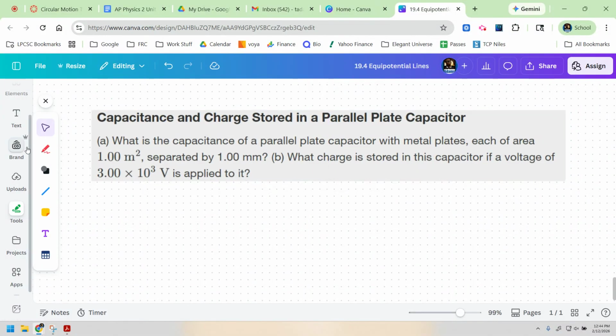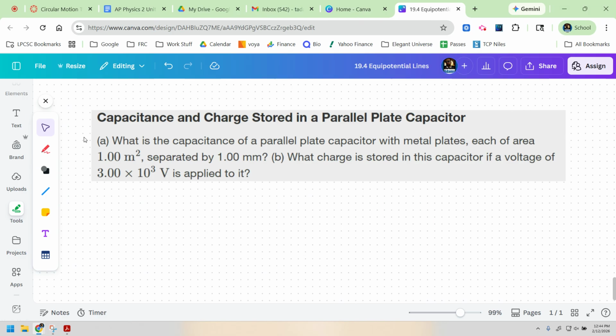All right, here we go. What is the capacitance of a parallel plate capacitor of metal plates? And they give us the area, and then they give us the distance. What is the charge that will be stored? Okay, so we got a lot of stuff to do. We got A and B.